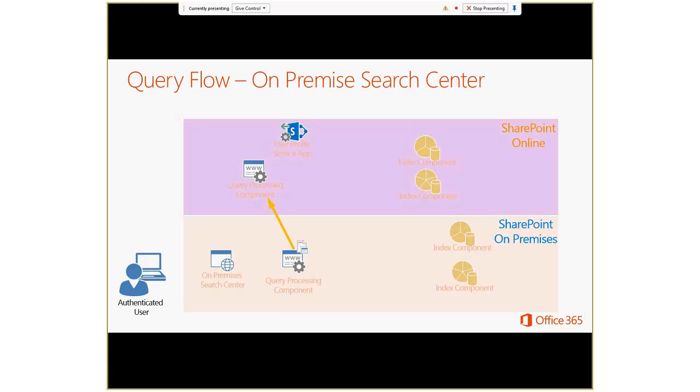The way that hybrid search works is exactly what we see on the screen right now: the concept of the remote index, where the query processing component would eventually make a call to the SPO, the SharePoint Online's query processing component. Another important thing to note is that at no stage does the authenticated user, whom we saw initially, make an interactive logon to the SPO infrastructure.